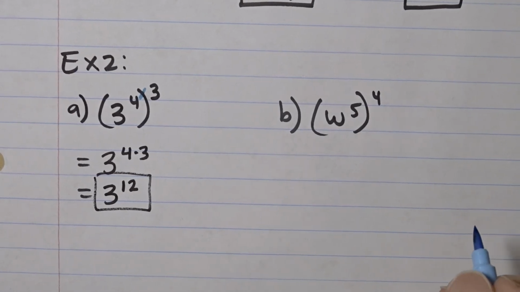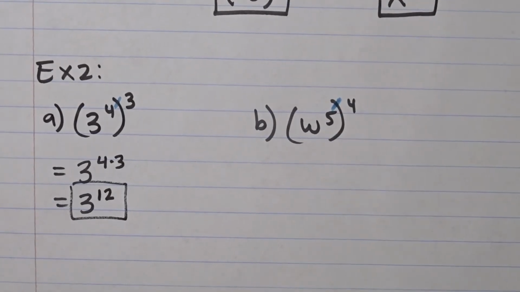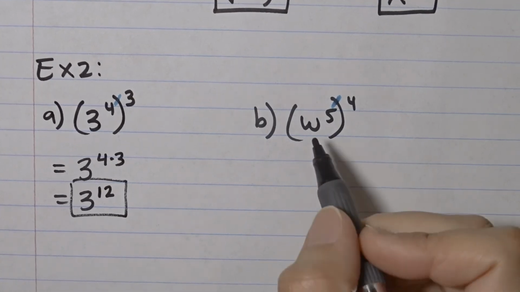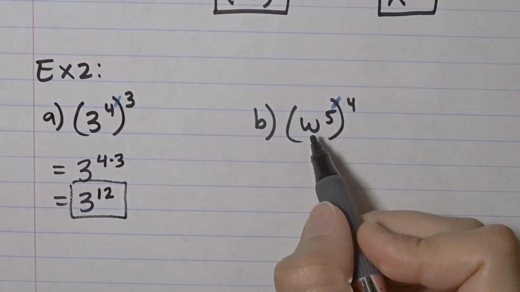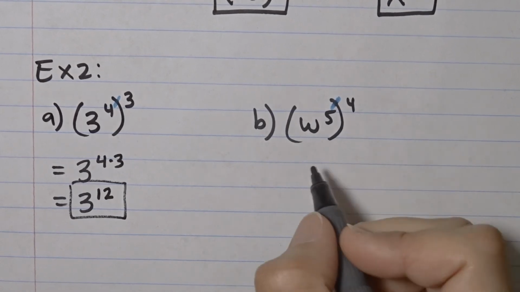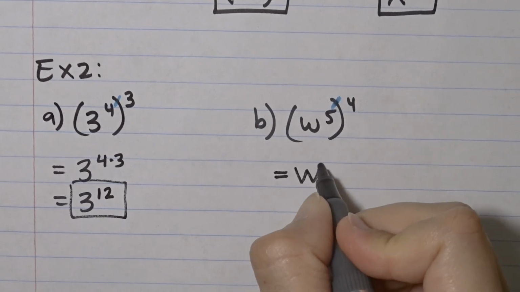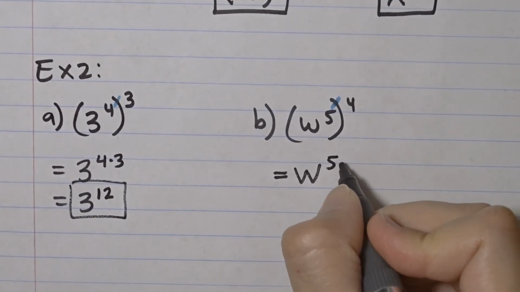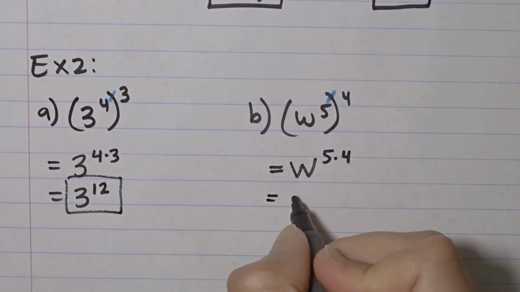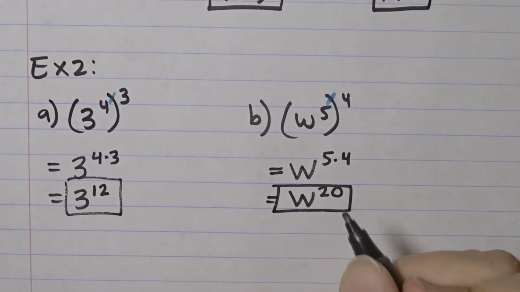For this one, I have power to a power. And I could put my little times mark there, which reminds me that the rule is to multiply. So I have w 5 times, another w 5 times, another w 5 times, w 5 times. So a total of 20 w's would have been listed. We don't have time to list them all, so we're just going to say w to the 5 times 4 will be w to the 20th power. Okay.